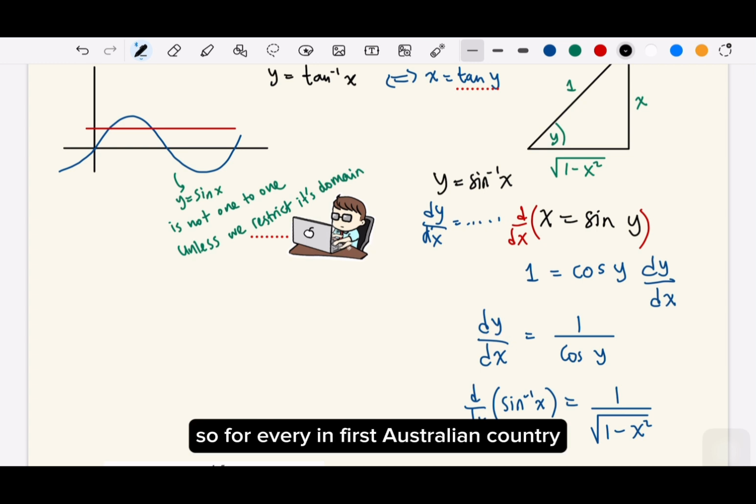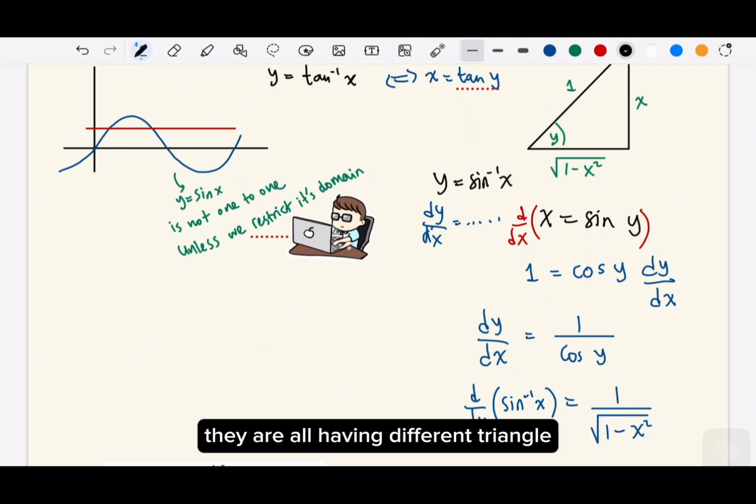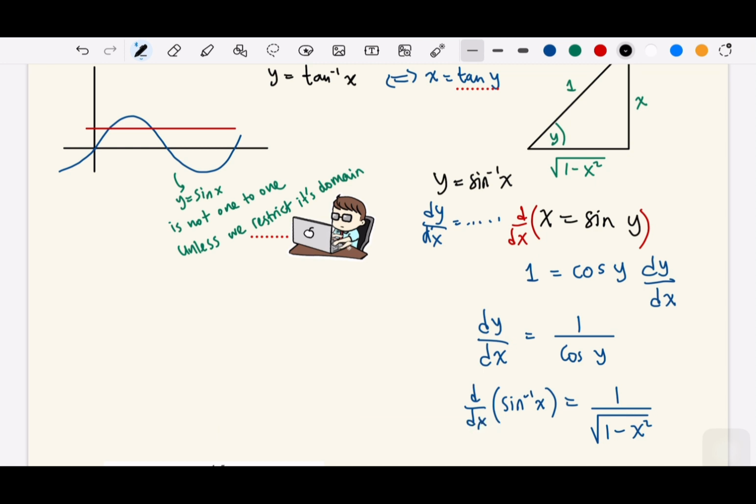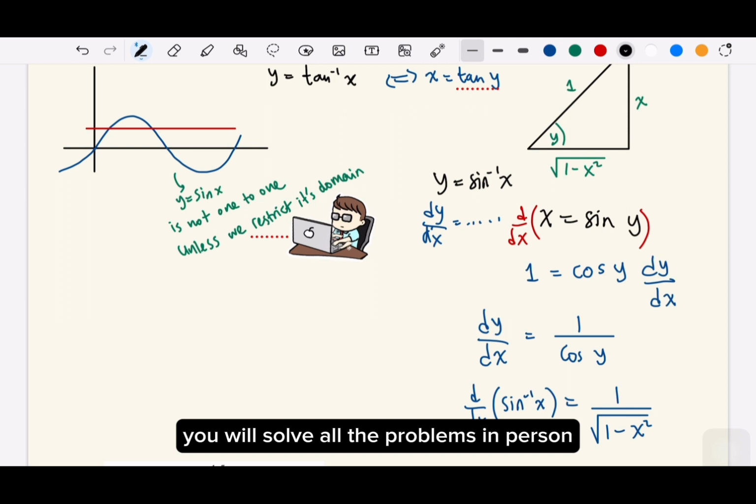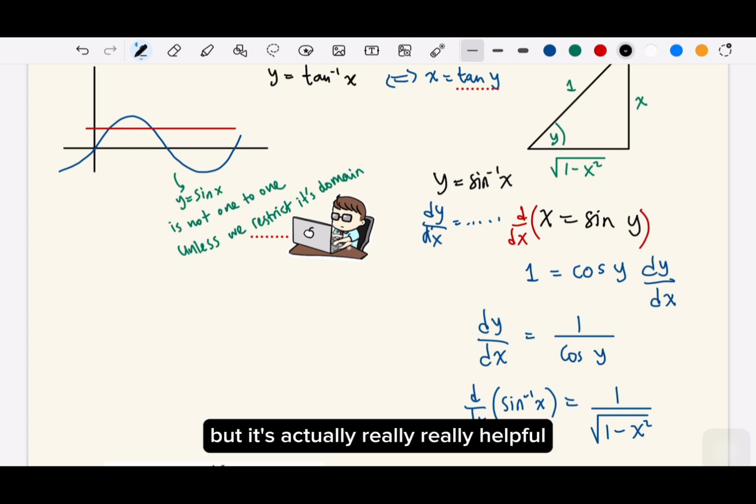So for every inverse trigonometry function, like sine inverse, cosine inverse, and tangent inverse, they all have a different triangle, a different definition of the triangle. Okay? So as long as you can define it correctly and implicitly differentiate, you will solve all the problems in inverse trigonometry. It seems so simple, but it's actually really, really helpful.